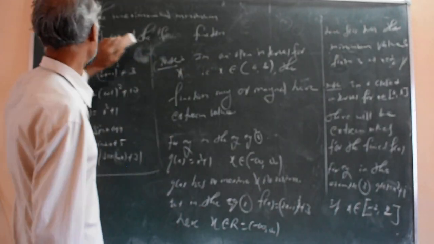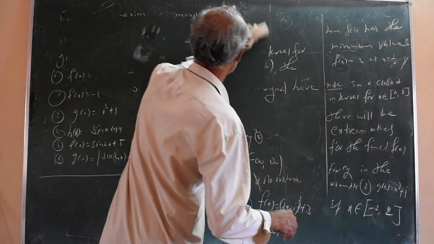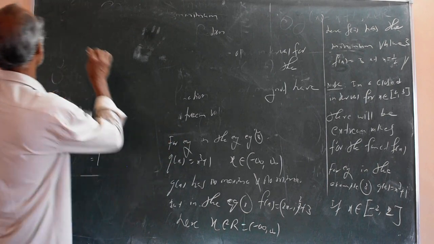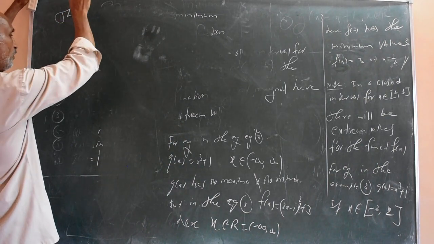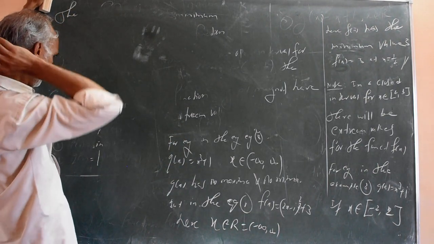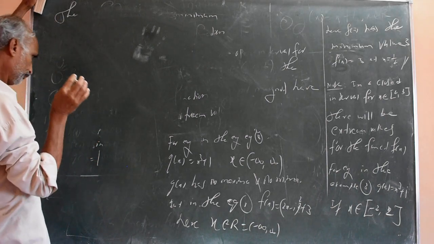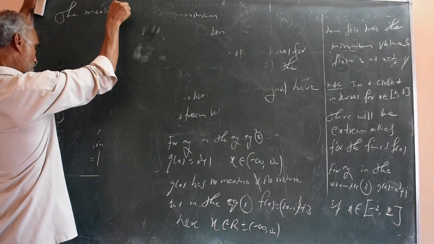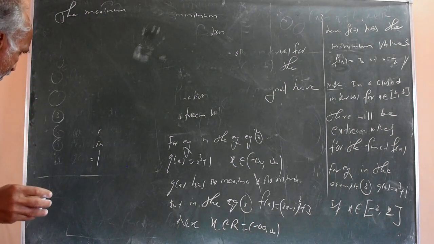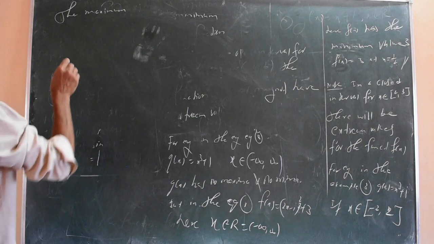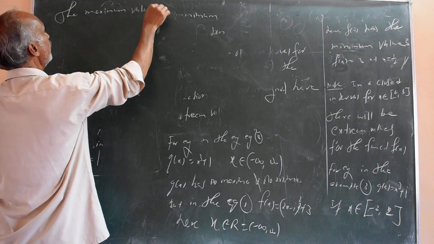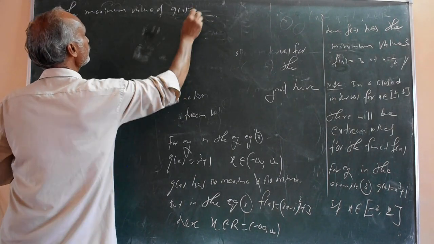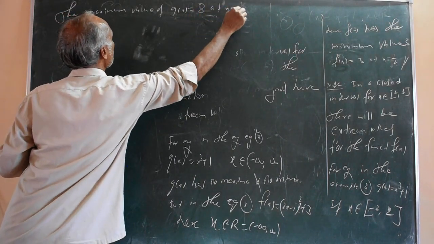The maximum value of g of x is 9, at x equal to 2.